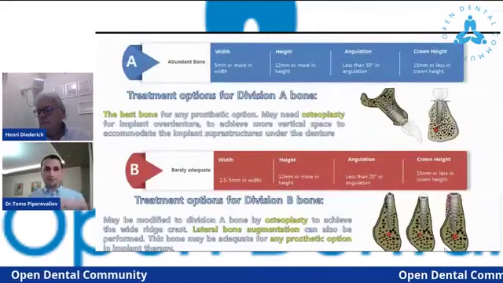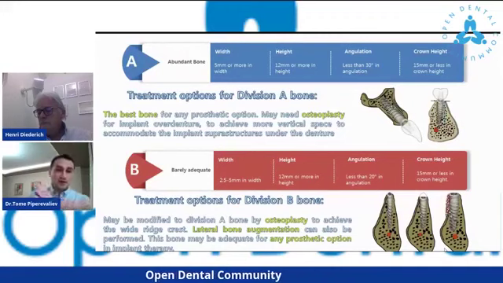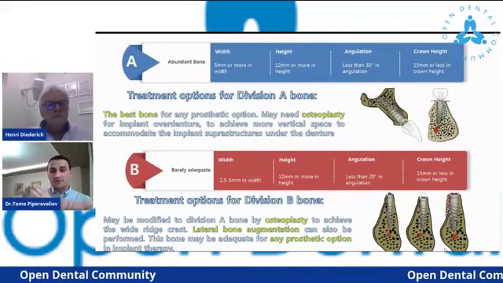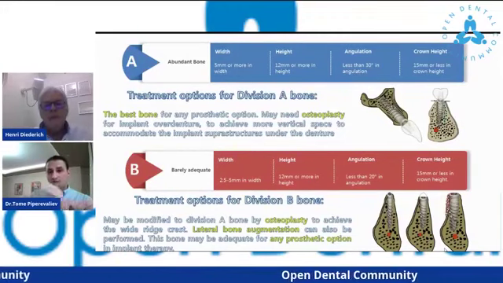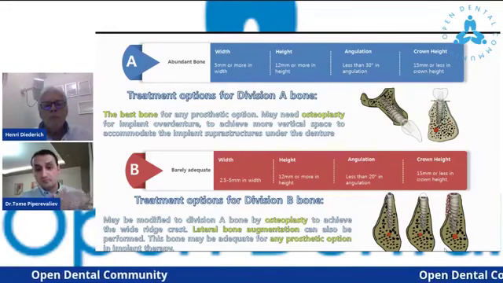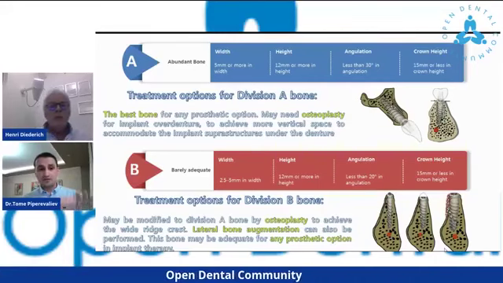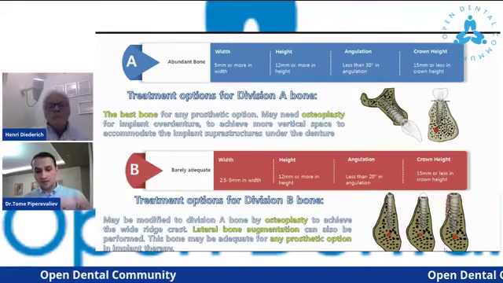The first 2 divisions, division A, abundant bone, and division B, barely adequate bone, are mostly preferable for fixed prosthodontic constructions. Those 2 types of bone do not need additional surgeries, maybe some osteoplasty or a small lateral bone augmentation in division B type of bone.